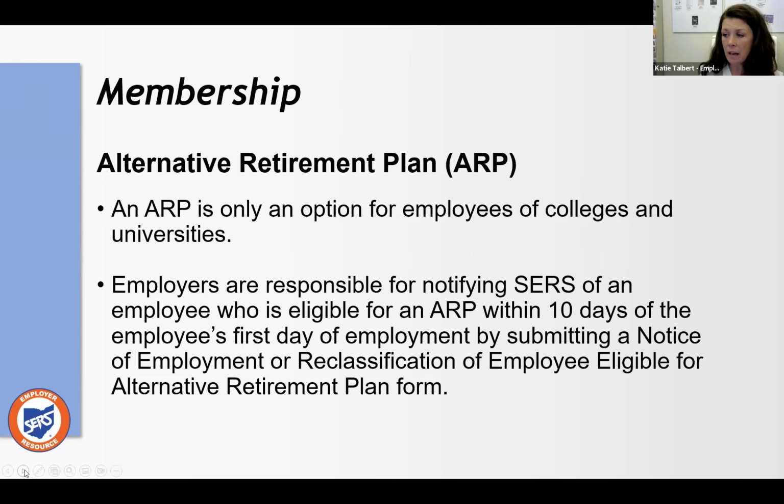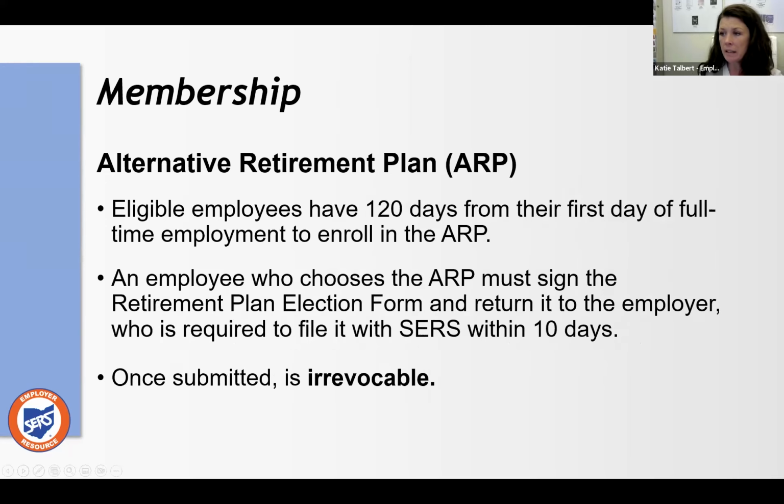After this form is submitted, eligible employees have 120 days from their first date of full-time employment to enroll in the ARP. An employee who chooses the ARP must sign the retirement plan election form and return it to the employer, who is required to file it with SERS within 10 days. Once this is submitted, it's irrevocable.